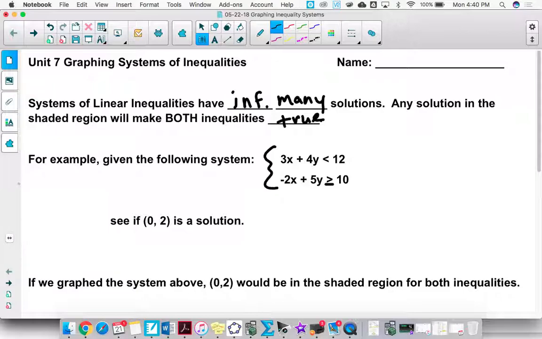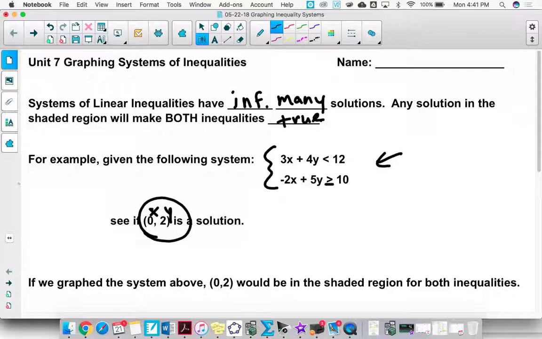All right, so here's an example. Let's say you're given the following system, and by following system I mean these two inequalities here. And what we want to see is, when we graph these two linear inequalities, where would (0, 2) fall? Well, it would be considered a solution if when we substitute in 0 for x and 2 for y, it should make both inequalities true. So let's just see what happens.